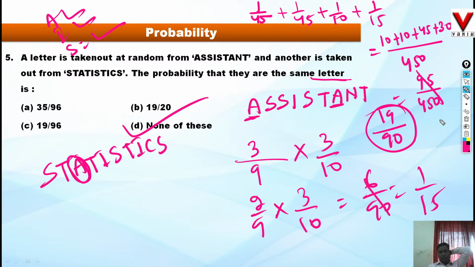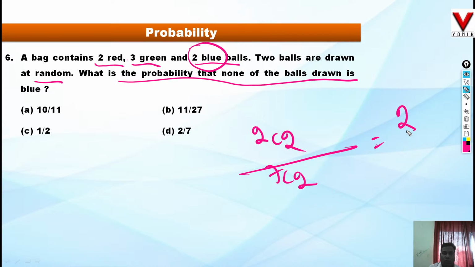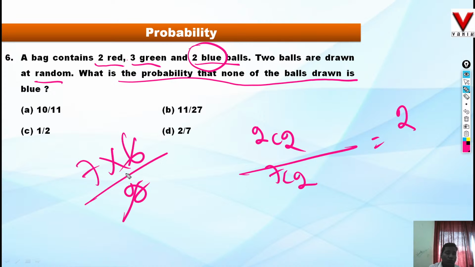A bag contains 2 red, 3 green and 2 blue balls. 2 balls are drawn at random. 2 plus 3 is 5, 5 plus 2 is 7, 7C2. What is the probability that one of the balls drawn is blue? There are 2 blue balls, 2C2 means 2. 7C2 means 7 into 6 divided by 2, 7 3s are 21. 2 by 21.